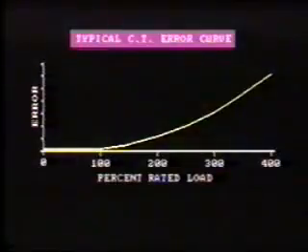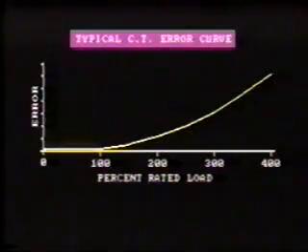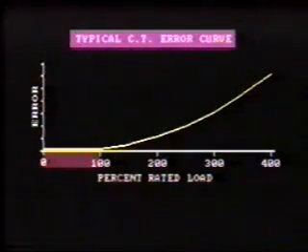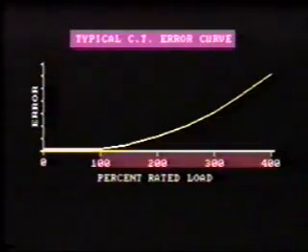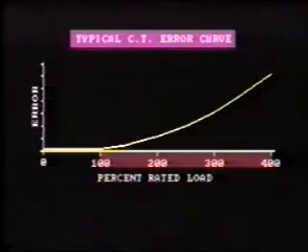This diagram shows a typical ratio correction factor curve for a current transformer. You can see that the correction factor is very small indeed for normal loads, about 0.3%, but the error increases significantly as primary current increases above rated value.